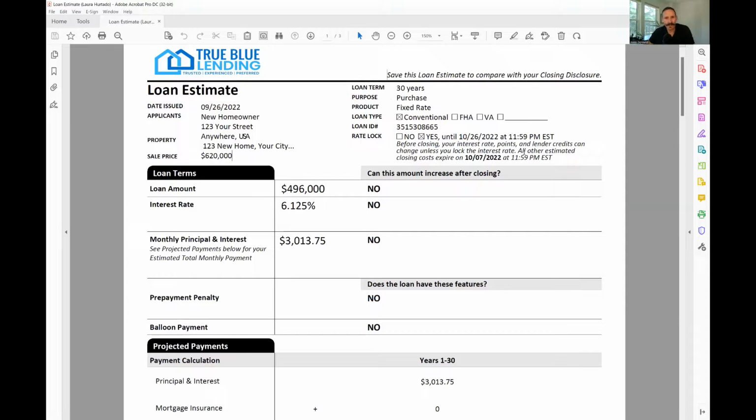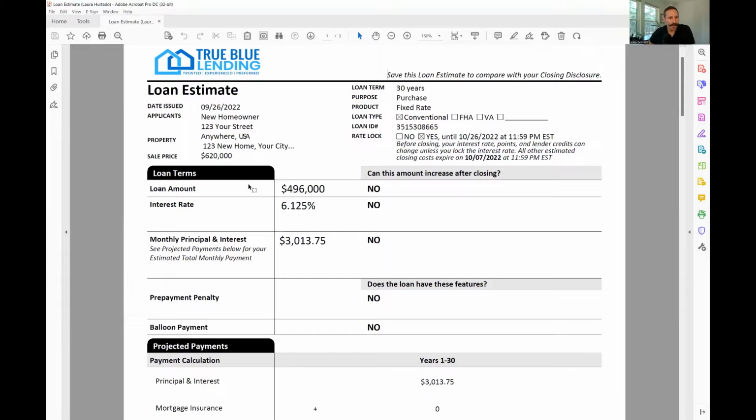But then this is kind of an interesting part. Below that, it says, before closing, your interest rate, points, lender credits can change unless you lock the interest rate. All other estimated closing costs expire October 7th, 2022. So it's going to be 10 days from the day that this is delivered to the borrower, and that's the settlement fees. But when the loan is submitted, those settlement fees, if we know who the settlement fee company is, are subject to some specific tolerances, and I'm going to go over those in a second.